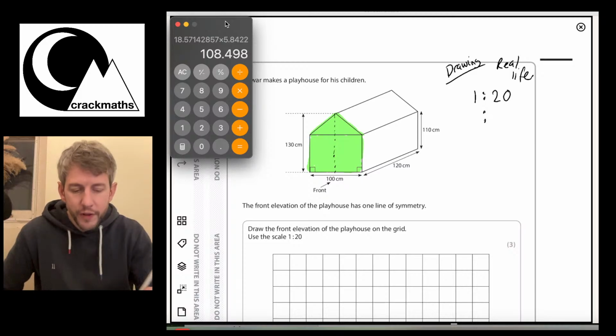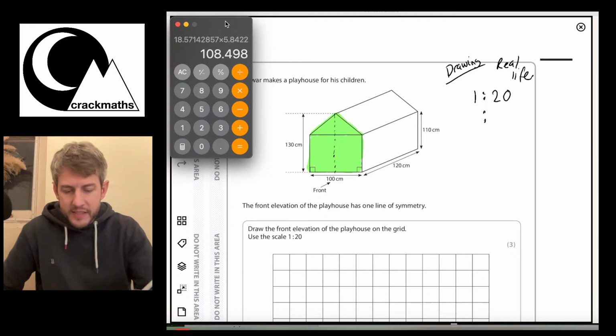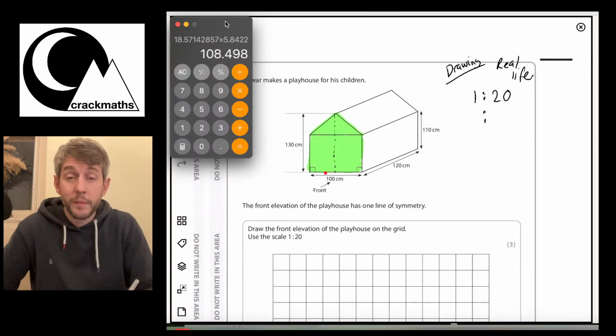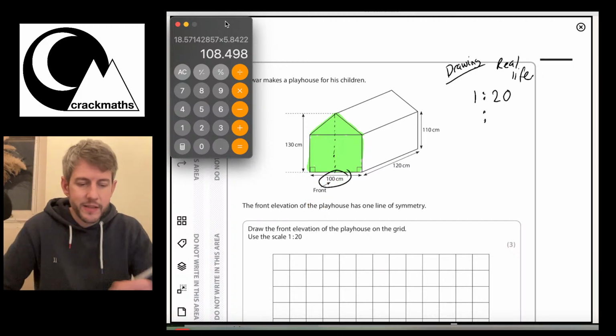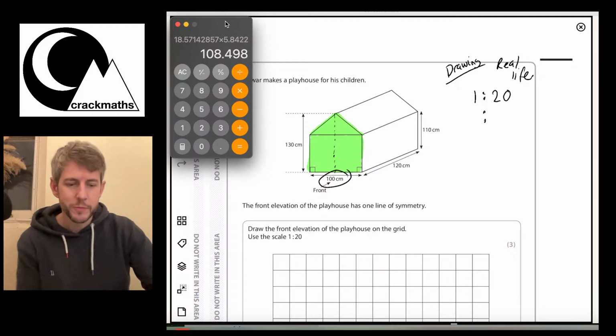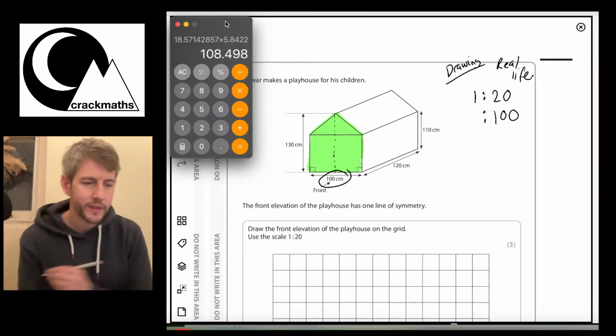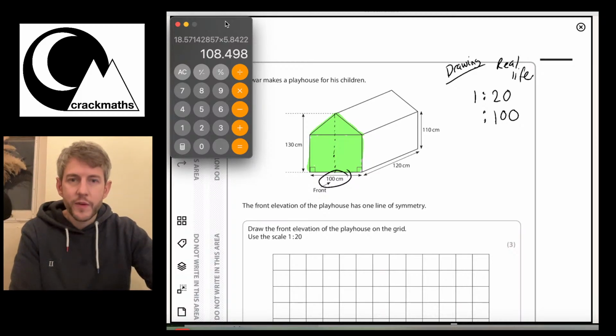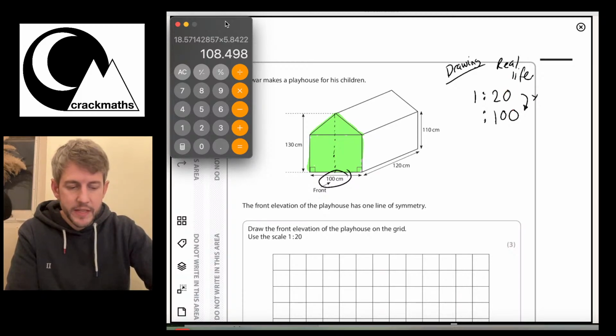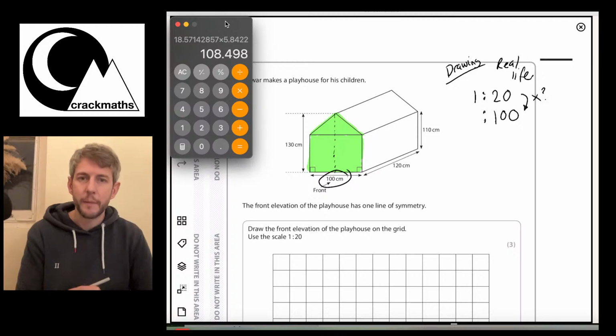So let's start converting some of these. The width of this playhouse in real life is this bit here, 100 centimetres. That's a real life measurement, so I'm going to put 100 centimetres directly under here. Now I need to know, what do I do to get from 20 to 100? What am I timesing that by?